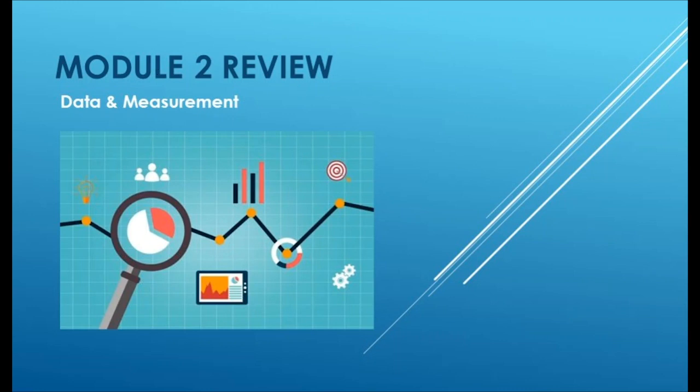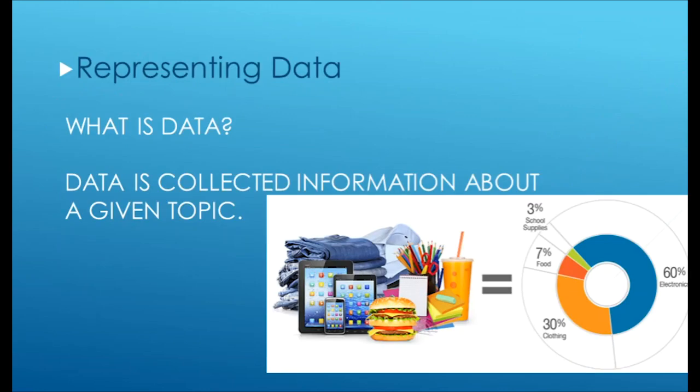Let's see what we have first. Okay, first off, what is data? All right, data is collected information about a given topic. In this little diagram that I have below, you see a couple of things here. What do some of the kids spend money on these days? Well, you have food, you have school supplies, clothing, and electronics.